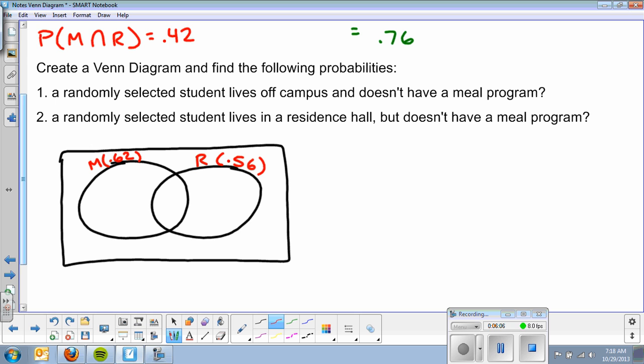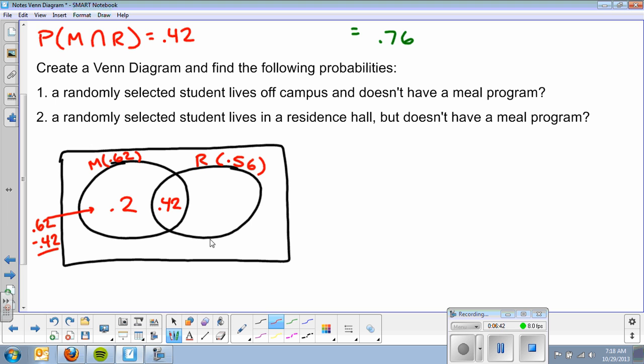Now, I don't put those numbers in the circle yet because they're not just meal plans or just residence halls. Okay, they don't go in the circle, and that's a common error that students make. I can put this overlap in here. That's the and. So, to get the just meal plan, all I'm going to do is take 0.62 minus 0.42, which is going to give me 0.2.